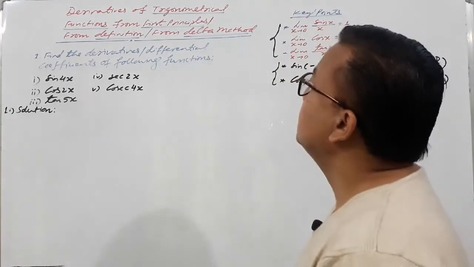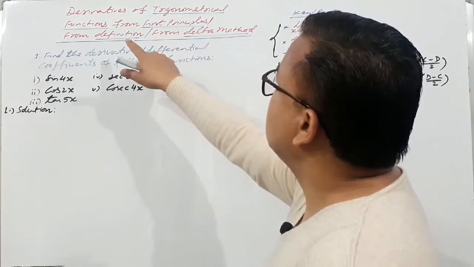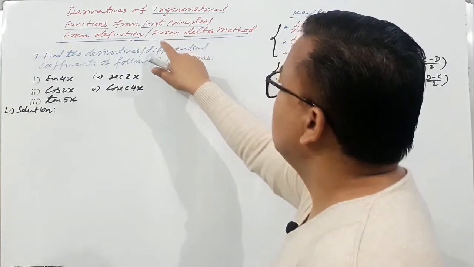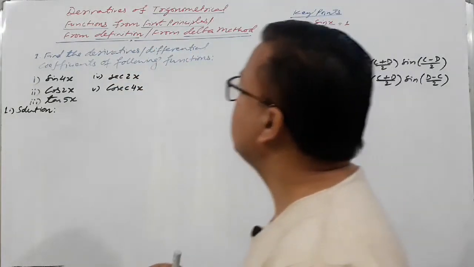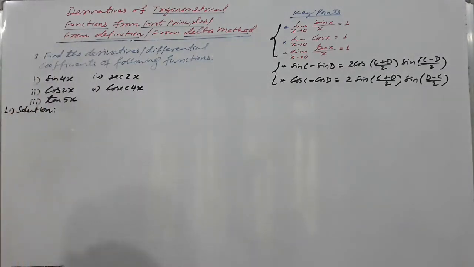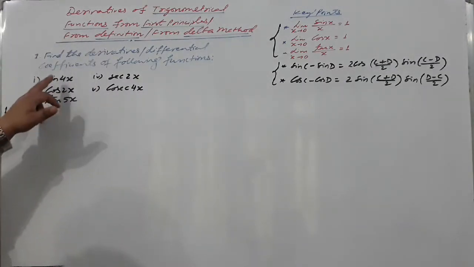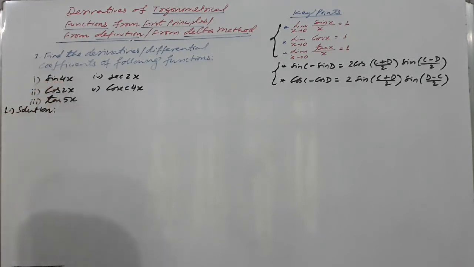Let's see today's topic: derivatives of trigonometrical functions from first principles, or you can say from definition, or from the delta method. I've taken some questions of trigonometrical functions: how to find the derivatives of sine of 4x, cos of 2x, tan of 5x, sec of 2x, and sec of 4x. For some of them I will tell you the method of finding the derivatives from first principles. Thereafter you can do the remaining questions. Okay, so let's start.